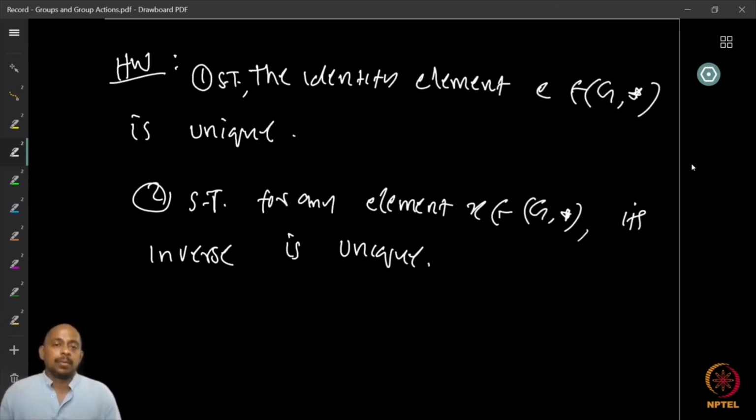Then as homework, you can show that the identity element is unique in the group. Again, this is quite a fairly easy exercise. Then for any element, its inverse is also unique, right? So the group has these two properties, that it has an inverse for an element and there is an identity element, right? So show that these are unique.